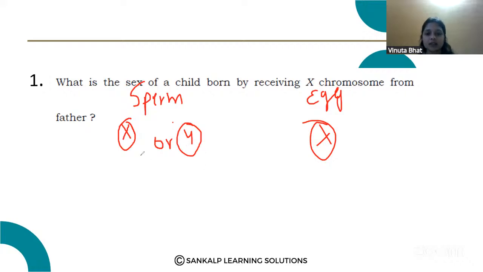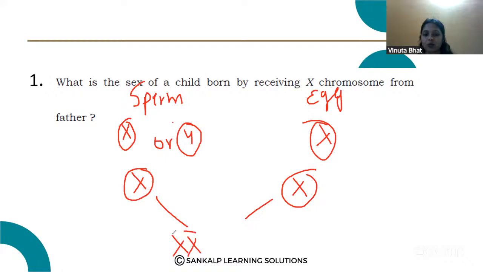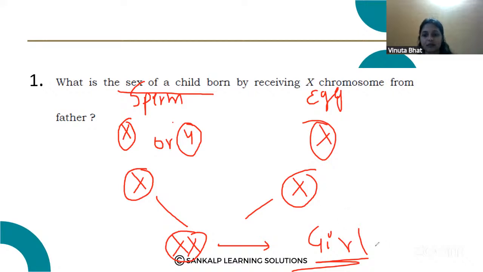So here, the sex of the child born by receiving X chromosome: the sperm contains the X chromosome, and the egg always contains the X chromosome. The resulting baby has the XX chromosomes. XX chromosomes means that the baby will develop into a girl baby or female. So the correct answer is that the sex of the child is female.